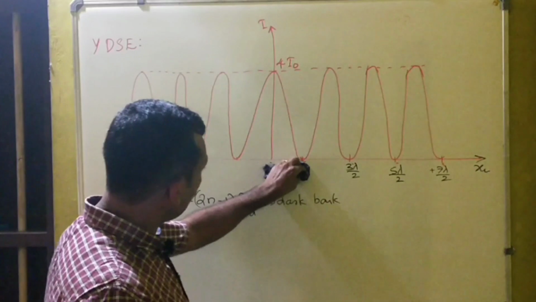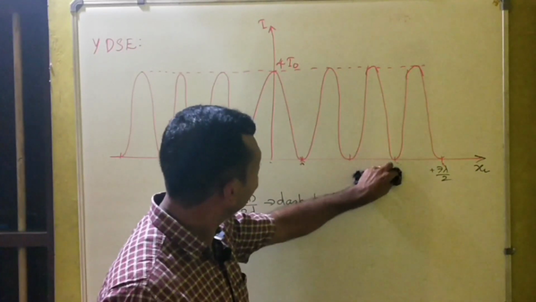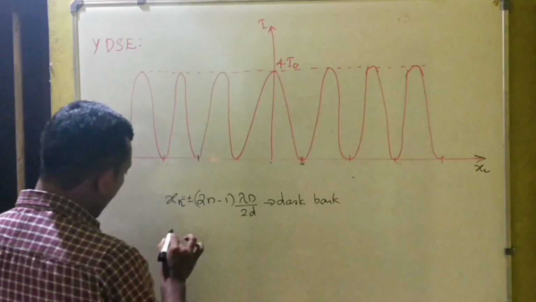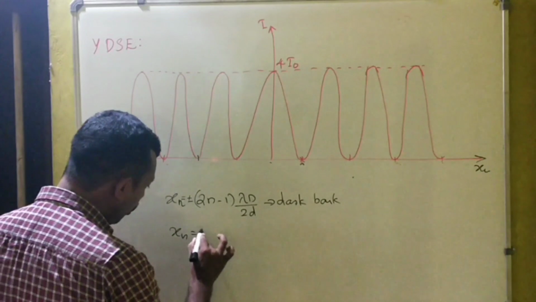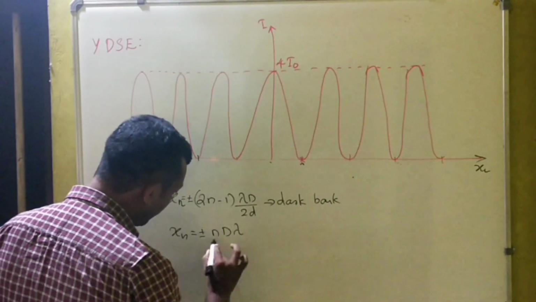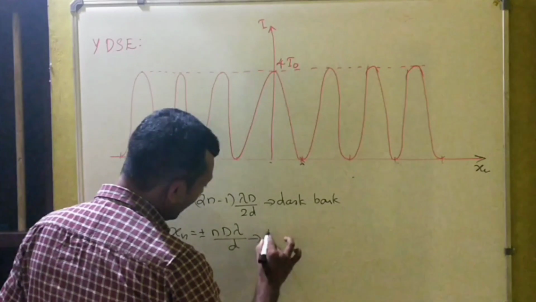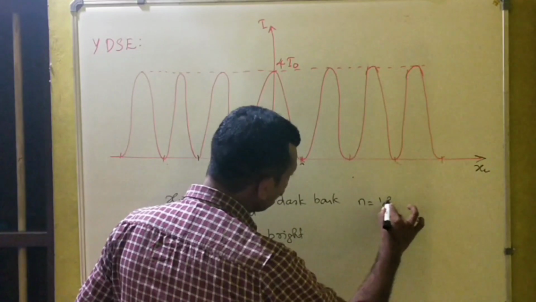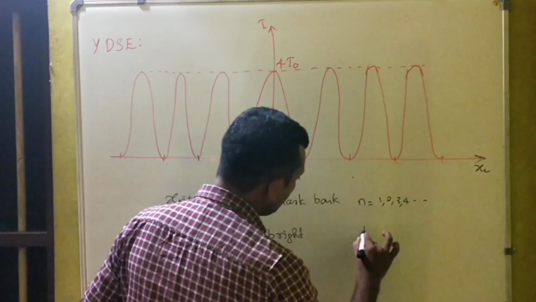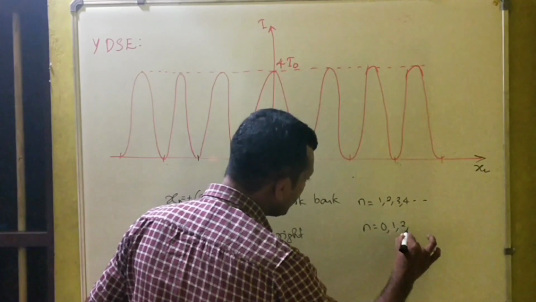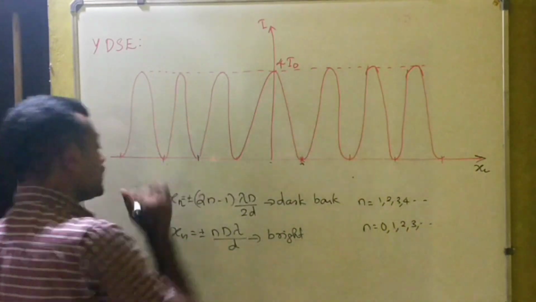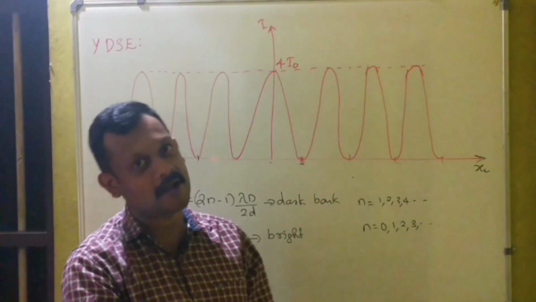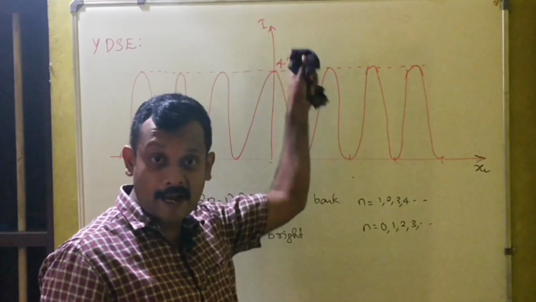Similarly, xn is equal to plus or minus n D lambda divided by small d for a bright band. For the dark band, n takes the values 1, 2, 3, 4, etc. For the bright band, n takes the values 0, 1, 2, 3, etc. Now look at this condition. Look at the graph now. You have to draw separate graphs to represent the same.